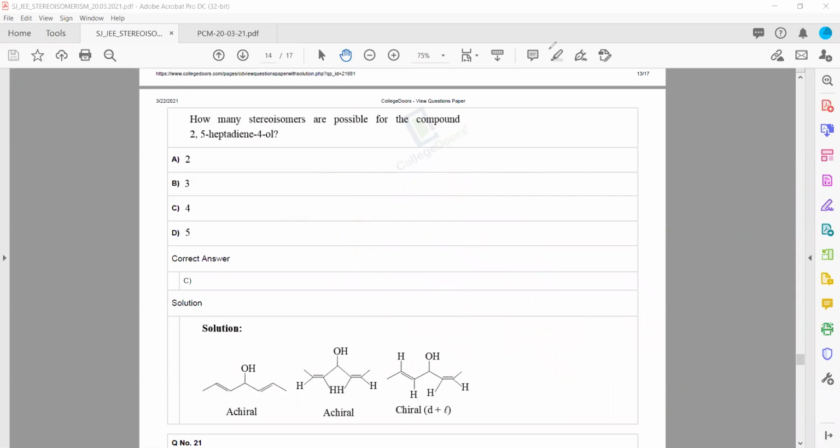So remember, when there are two stereo centers and the middle one actually behaves like a chiral carbon, in that case you have to consider the two meso and the two stereoisomers, sorry, two enantiomers of that particular compound, similar to pentane-2,3,4-triol. So that standard example you should always remember to solve this type of questions.